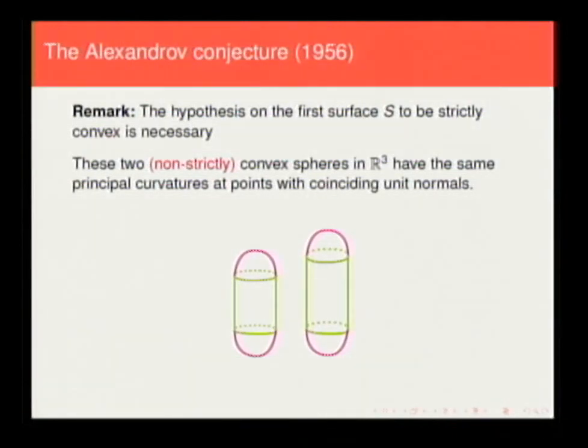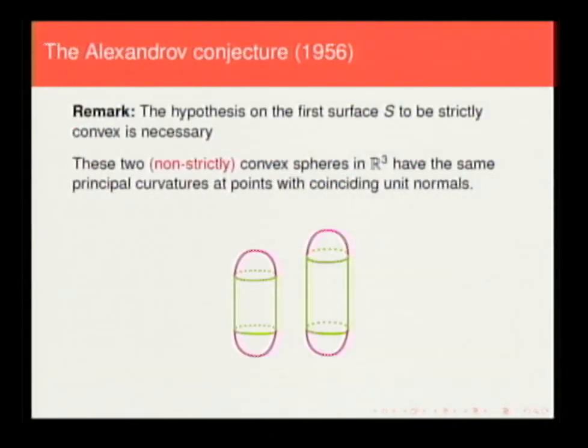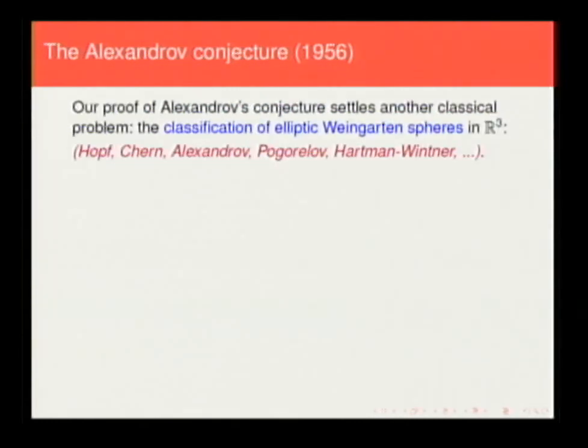It is important to observe that in general this problem has no sense, or should be different, if the first surface S is not an ovaloid. If S is not an ovaloid, it is easy to find an example of two different surfaces satisfying the same equation, but one is not a translation of the other. So it is crucial that S is an ovaloid. As a consequence of this result, we obtain the classification of elliptic Weingarten surfaces in Euclidean space.